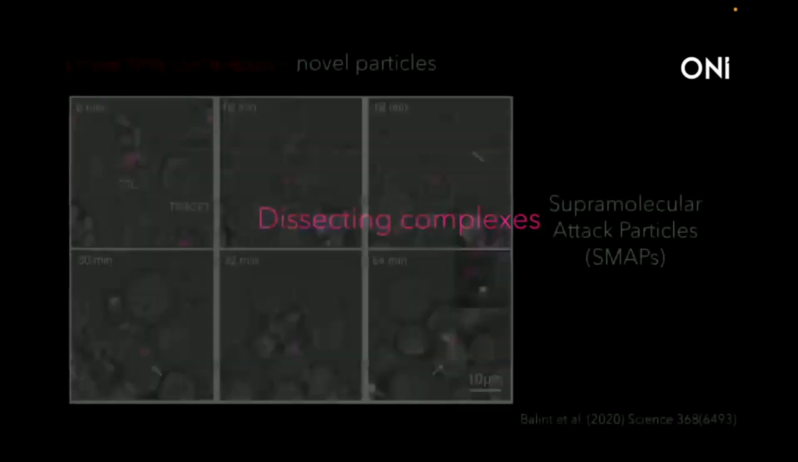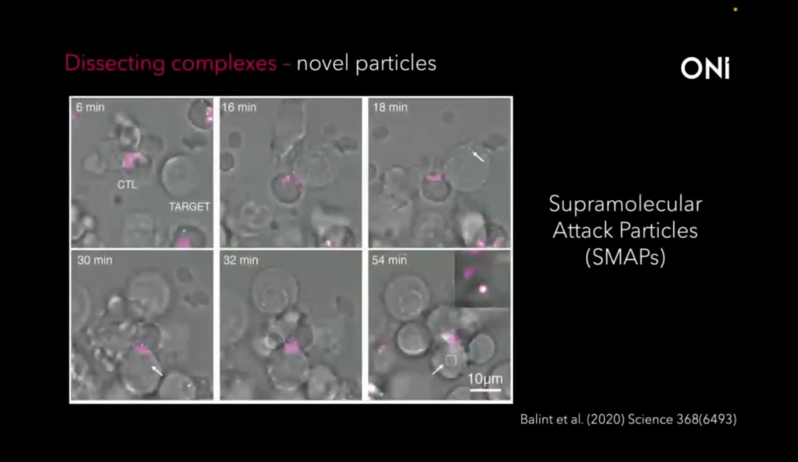Similarly, I want to talk a bit about dissecting complexes. We could argue that EVs are complexes as such, but generally they're considered more sort of particles, or bodies, rather than a complex. But there are lots of particulate complexes which are purely protein-based, which are becoming more and more interesting to immunology. It's only been a couple of years since the discovery of supramolecular attack particles, which are released by T cells and other lymphocytes.